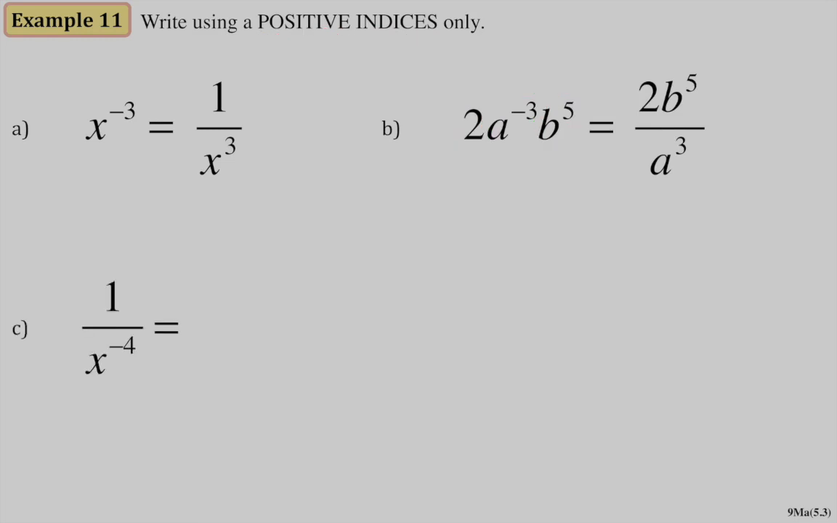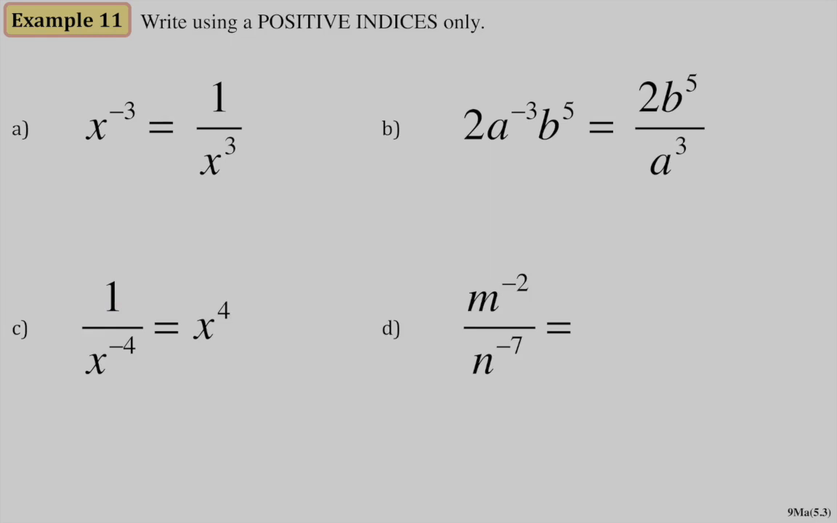Let's try another one. Got to write using positive indices. Well, that's got a negative power, so I'm going to move it across the fraction line, and it'll become x to the power of plus 4. 1 times x to the power of plus 4 is just x to the power of 4.